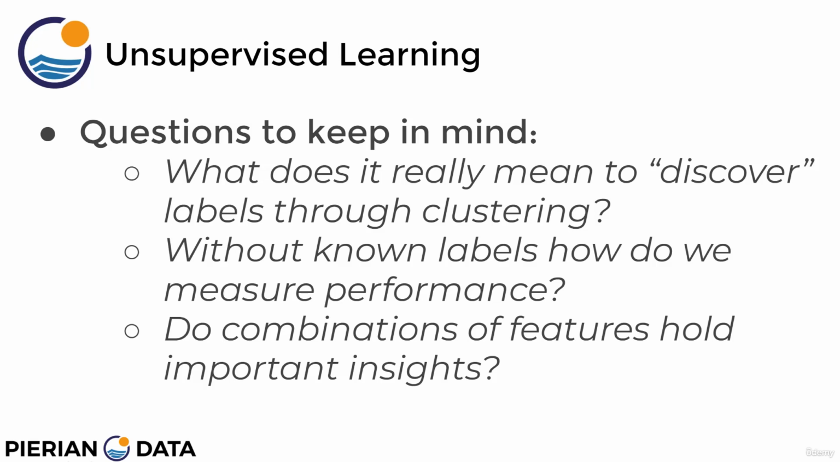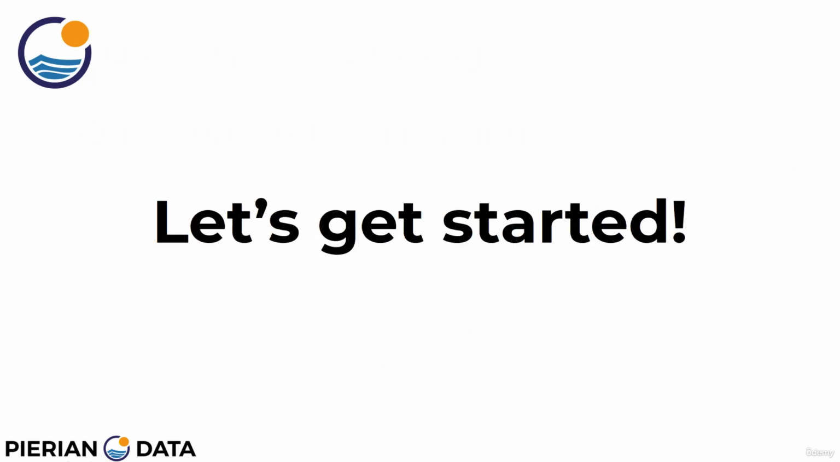And then third, do combinations of features hold important insights? Can we actually get more insight by reducing something from 25 features to 2 features? That may seem counterintuitive at first, but there are insights to gain by simplifying your data set. All right, let's get started by approaching clustering. And the first clustering algorithm we'll learn about is k-means clustering.